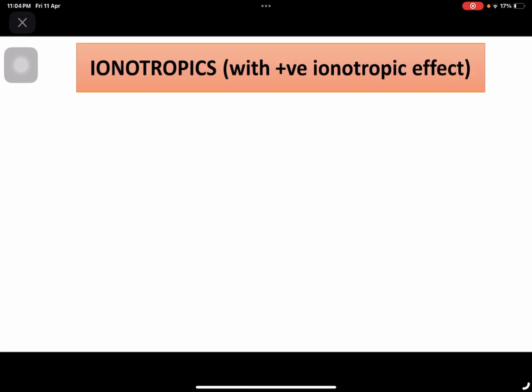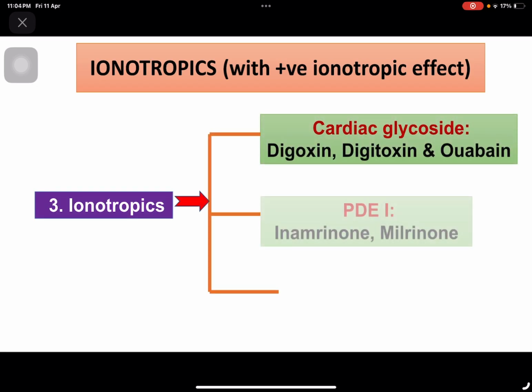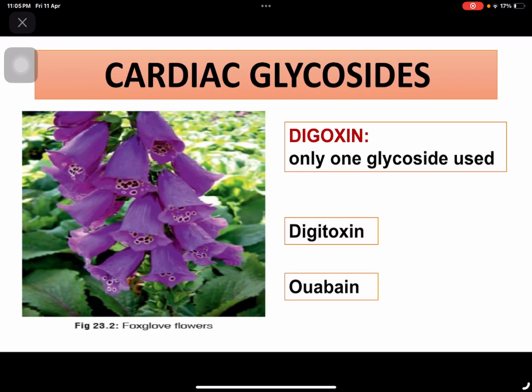Next come inotropics. Inotropics are again classified into three: cardiac glycosides, phosphodiesterase inhibitors, and beta agonists, and their examples are also mentioned here. First we will go through the cardiac glycosides. Among cardiac glycosides, digoxin is one of the most commonly used for cardiac failure, and secondary are digitoxin and ouabain.